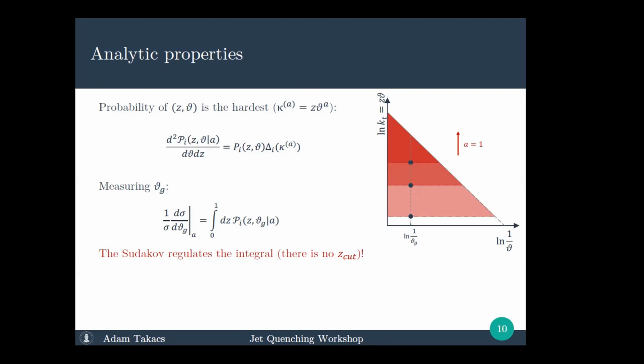If I had soft drop, it would be a bit different, because in soft drop you have, for example, a hard cut here. Because of that, you don't have to integrate down to z equals 0, but you have a minimum z, for example, where you cross this boundary.